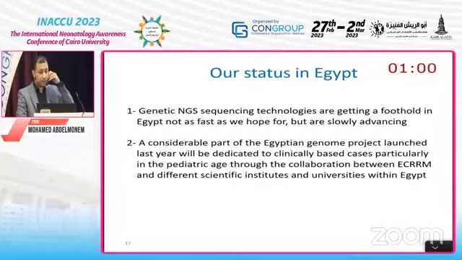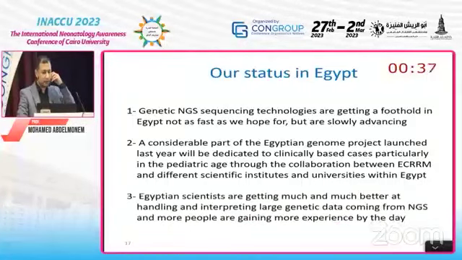The good news is that a considerable part of the Egyptian Genome Project launched last year will be dedicated to clinically based cases, particularly in the pediatric age. Through the collaboration between the Egypt Center for Research and Regenerative Medicine, or ECRRM, which will perform the project, and different scientific institutes and universities within Egypt, including Cairo University. More good news, Egyptian scientists are getting much better at handling and interpreting large genetic data coming from next generation sequencing. And we are gaining more experience by the day.